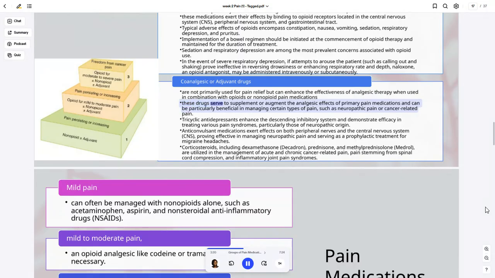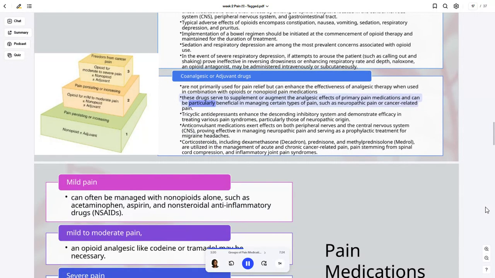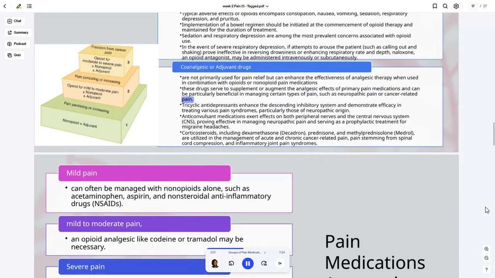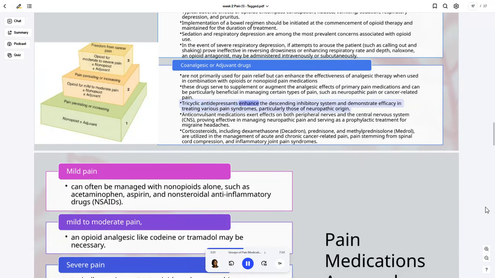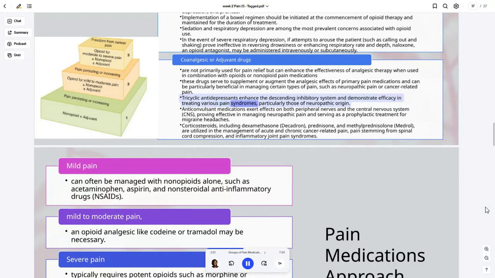These drugs serve to supplement or augment the analgesic effects of primary pain medications and can be particularly beneficial in managing certain types of pain, such as neuropathic pain or cancer-related pain. Tricyclic antidepressants enhance the descending inhibitory system and demonstrate efficacy in treating various pain syndromes, particularly those of neuropathic origin.